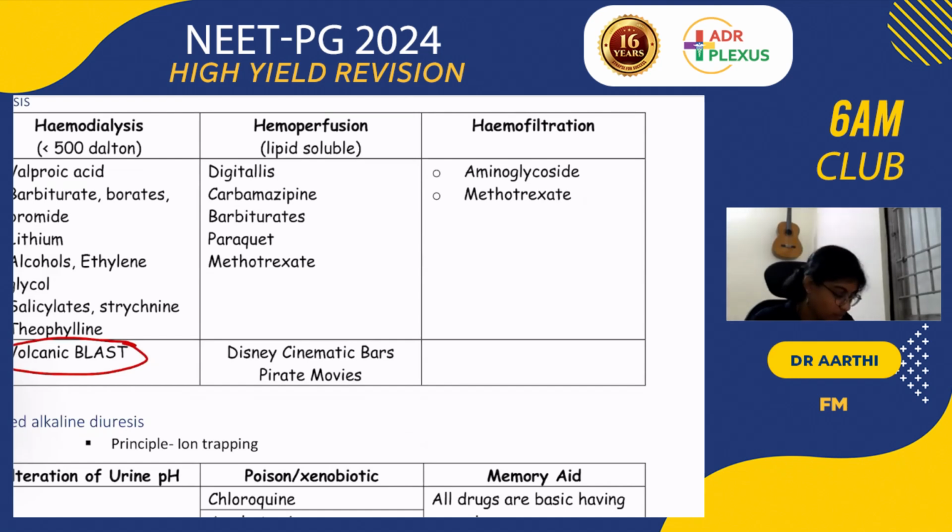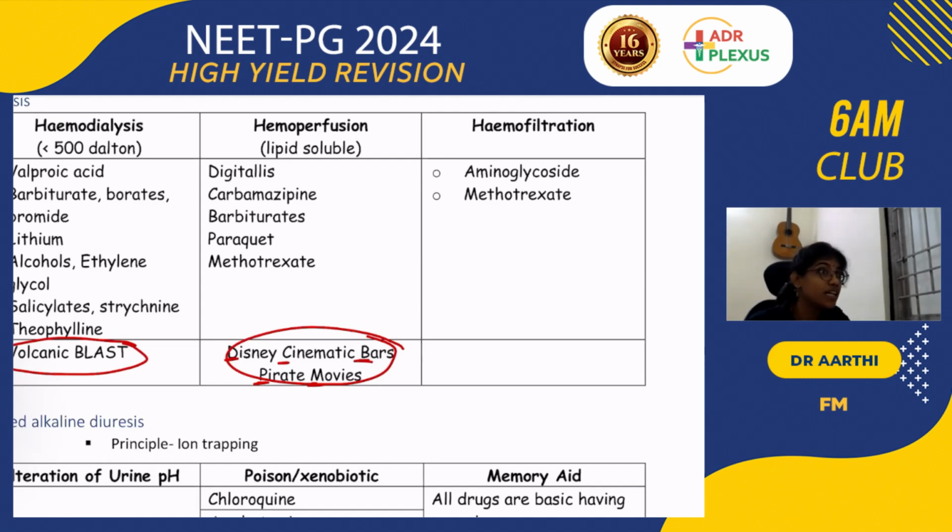Okay, and for hemoperfusion, we studied D for digitalis, C for carbamazepine, B for barbiturates, P for paraquat poisoning, and M for methotrexate. Okay, you can make mnemonics in your own way, but remember these, the common areas that they ask is these antidotes and how you will remove and absorb poison. So these 2 pages, please do revise through it when you go through.